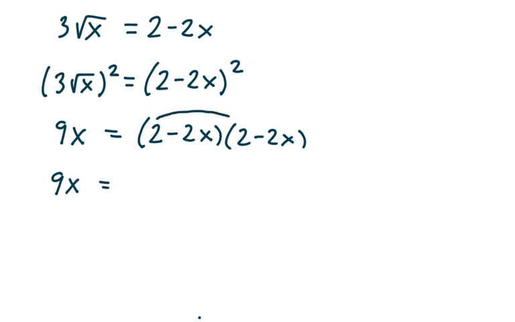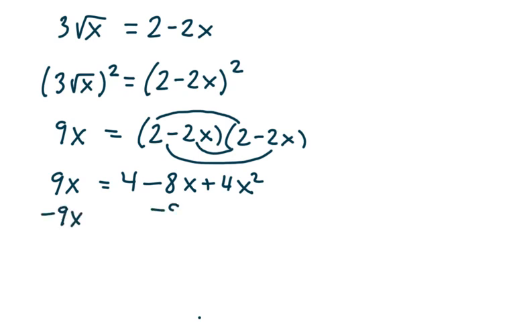So 9x equals 2 times 2, which is 4. And then I'm going to get minus 8x plus 4x squared, right? I hope that's okay. Now, from here, I'm going to subtract 9x on both sides. And when I put everything together, I get 4x squared minus 17x plus 4 equals 0.